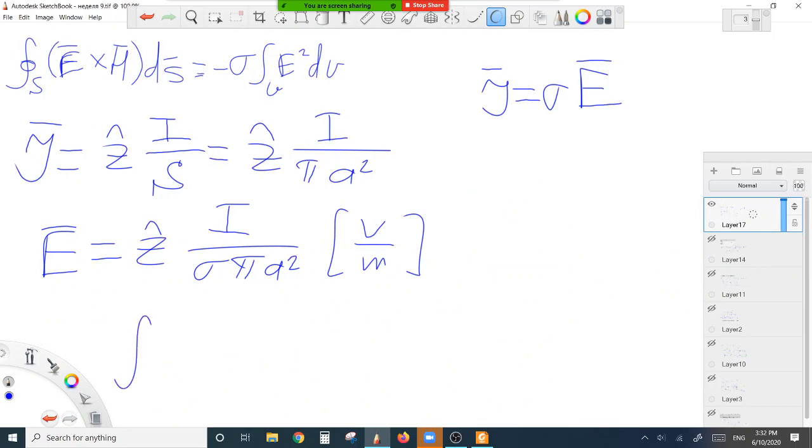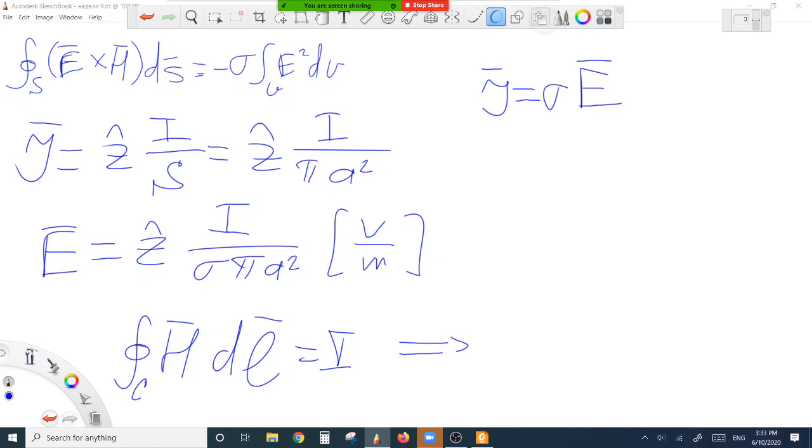we get the integral over the closed contour C of H dl is equal to I, and from here we may write that H is in the direction of the unit vector phi, I over 2 pi a.